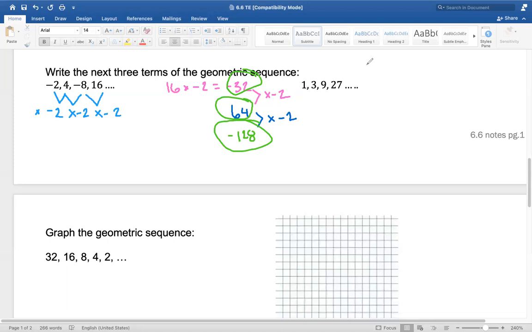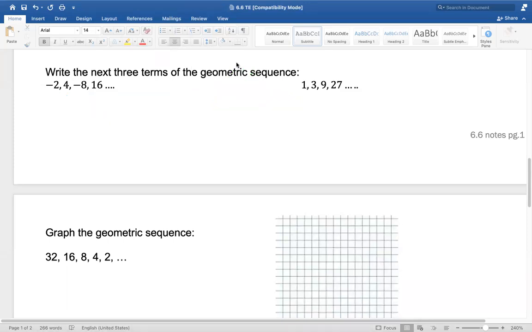Looking at the next one, what's going on here? Between 1 and 3, we multiply by 3. 3 and 9, we multiply by 3. 9 and 27, we multiply by 3. So our constant ratio here is 3.